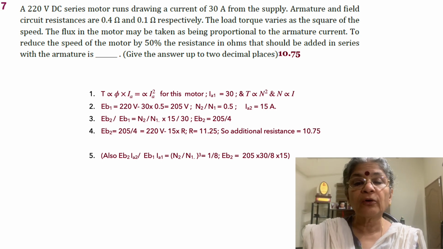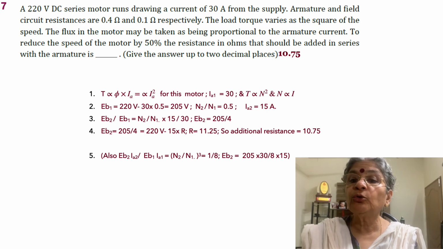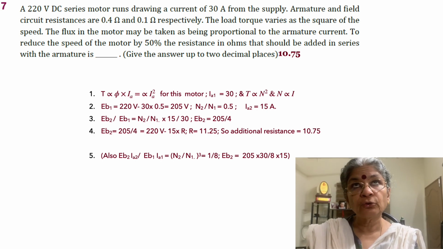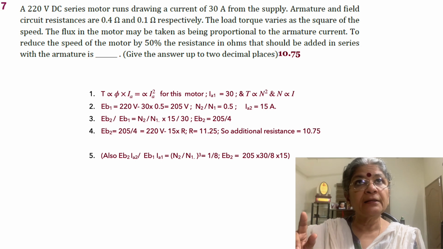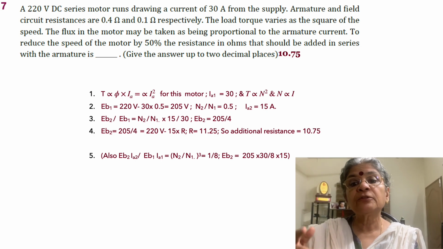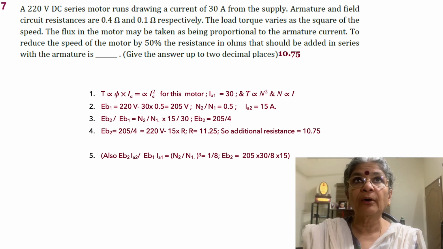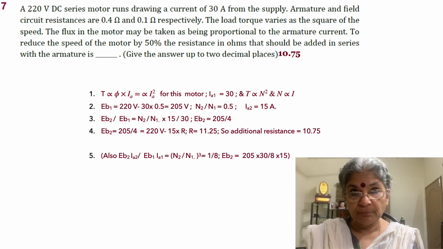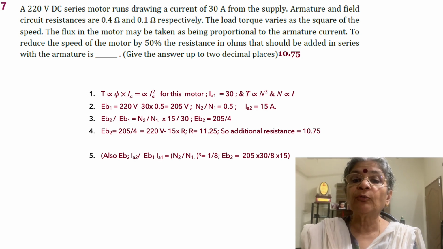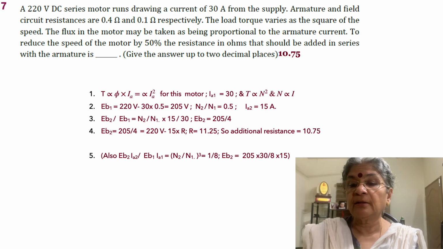So 0.4 and 0.1 is equal to 0.5. Okay. The load torque varies as the square of the speed. So torque is proportional to not just Ia square or phi into I, where phi is proportional to I, it's also proportional to speed square. Okay, so that's another new idea that is being helpful to us. The flux in the motor may be taken as being proportional to the armature current. Okay, as we guessed right a little time back.